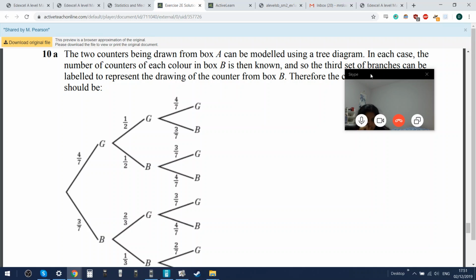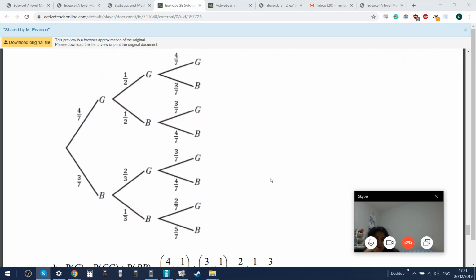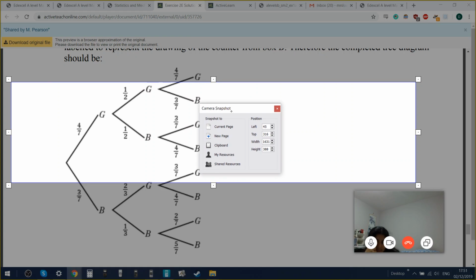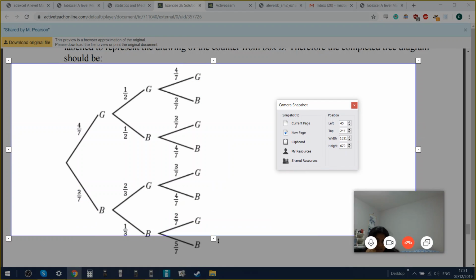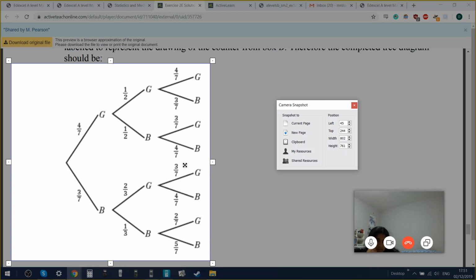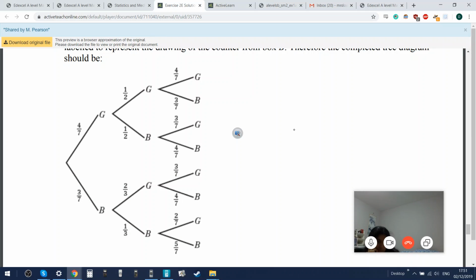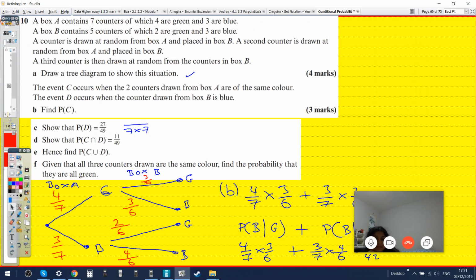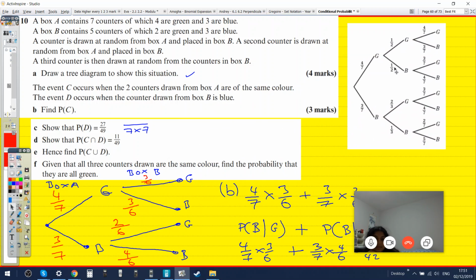Let's see. Oh, we just have to do an extra thing. Why would you make me do this? Why, bookie? Okay, so we had to do this. Yes, I deeply regret picking this question. I imagine this is an anomalous question. Okay, so we had to find the probability of D, that the counter drawn from box B is blue.